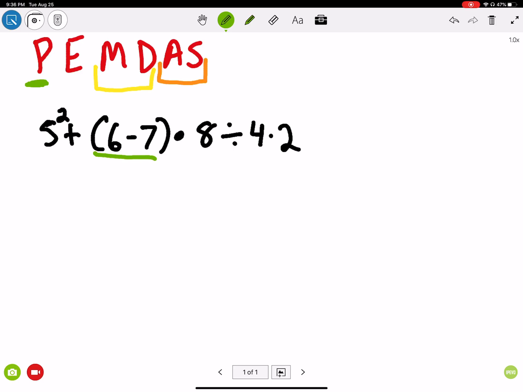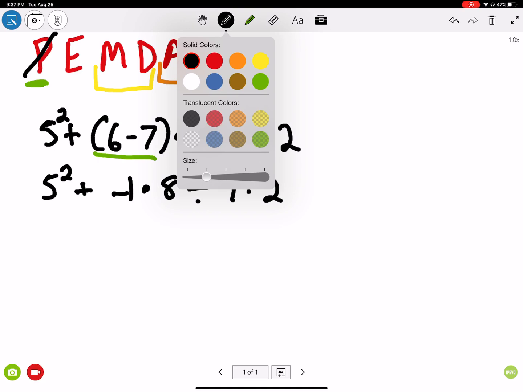I've got 6 minus 7. According to that, 6 minus 7 we know is -1. So I'm going to rewrite my problem as 5 squared plus -1, I don't need to have it in parentheses because I did what was in parentheses, times 8 divided by 4 times 2. Now, are there any more parentheses? No. So this is done with.